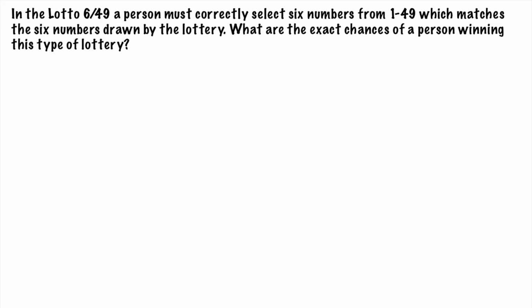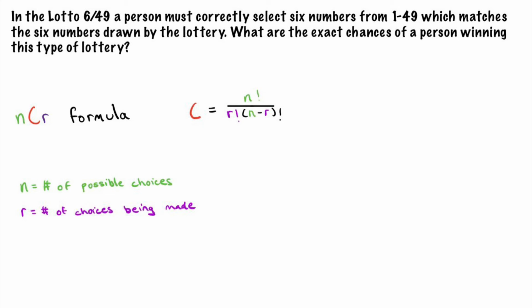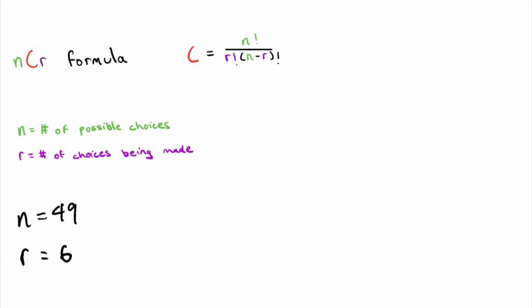So now that we know the nCr formula, we can apply this to real-world situations and the concept of probability. So in this question, we have to find the exact chances of a person winning a lottery where they have to choose 6 numbers correctly from the range of 1 to 49. Now knowing the nCr formula, we know that n is 49 as there are 49 numbers from 1 to 49, and r is 6 as we have to choose 6 numbers.